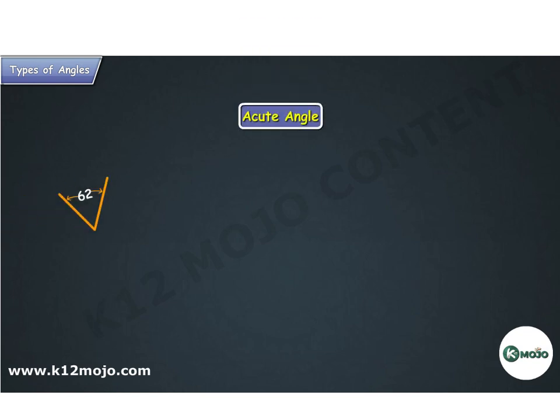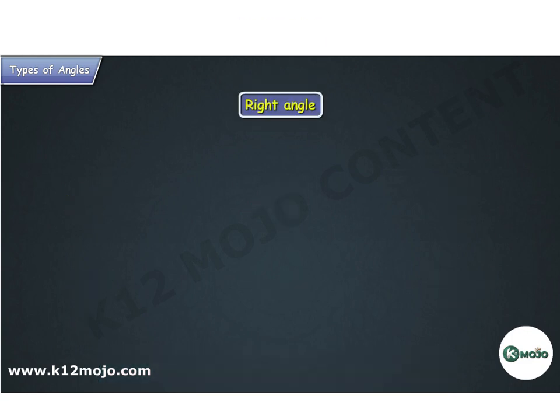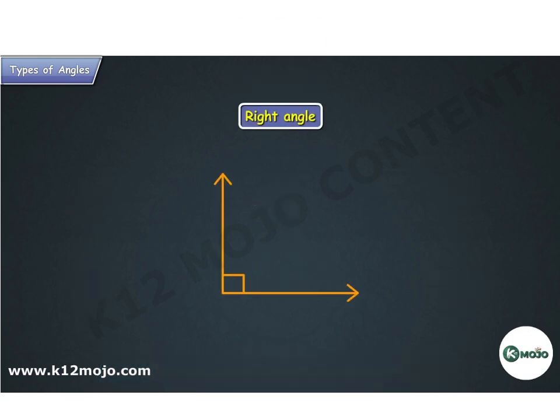Acute angle. An angle whose measure lies between 0 degrees and 90 degrees is called an acute angle. Right angle. An angle whose measure is equal to 90 degrees is called a right angle.